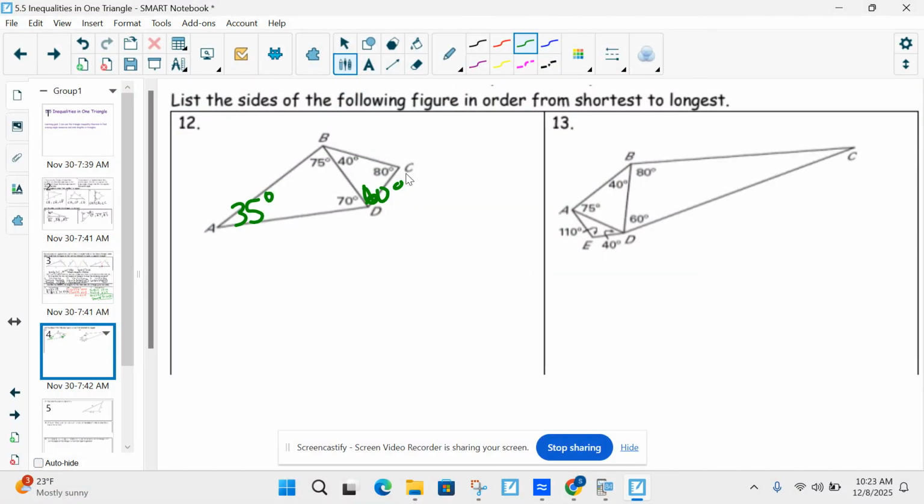That means that this triangle is smaller. So the smallest side in the whole figure is opposite of the 40-degree angle, so CD. So CD is smallest. I'm just going to say the length of CD, followed by BC, followed by BD. And then after that, we're in the bigger triangle. The next longest side would be AB, opposite of 70. And then the biggest would be AD.